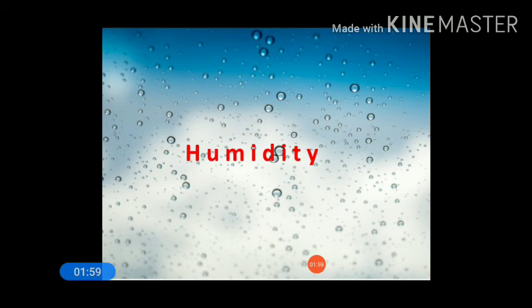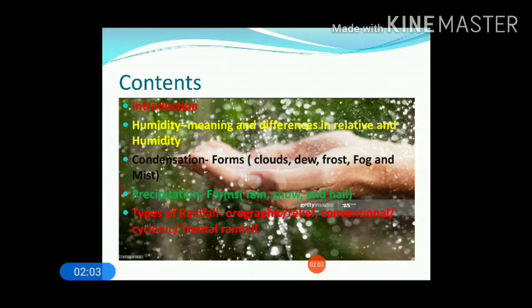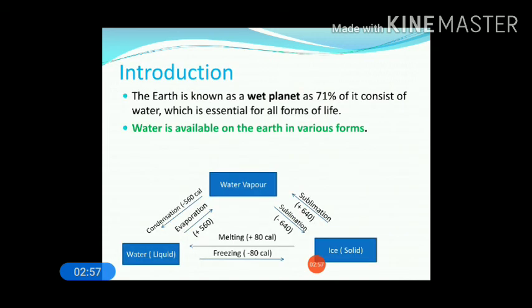Okay, so we'll see the content, as I've already told you. Starting with the introduction, the meaning of humidity and its types, like relative humidity, absolute humidity, specific humidity, etc. We'll also be discussing condensation and its different forms like cloud, dew, frost, fog and mist. These are the forms of condensation. We'll also discuss precipitation and its different forms: rain, snow and hail. And lastly, the different types of rainfall: orographic rainfall, convectional rainfall and cyclonic rainfall. These are the three important forms of rainfall that we'll be discussing in this video.